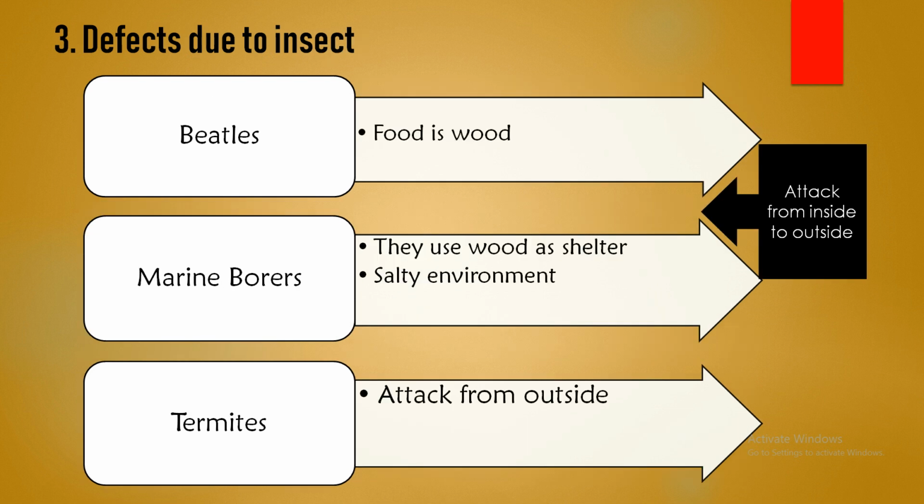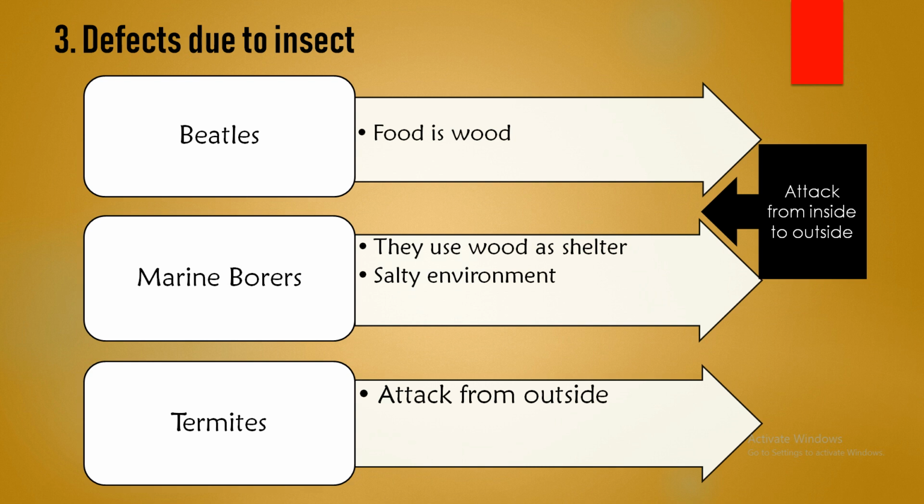The third one is the defect due to insects. There are usually 3 insects that attack the timber, that is beetles, marine borers, and termites. The beetles use the wood as their food. The second type of insect is marine borers. The marine borers are usually found in salty environments. They use the wood as their shelter. Both beetles and marine borers attack from inside to the outside.